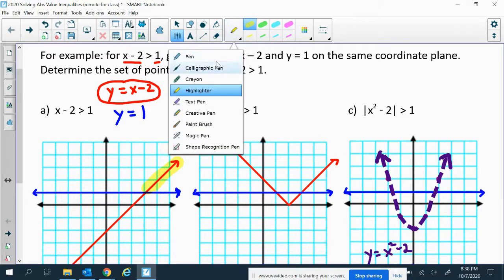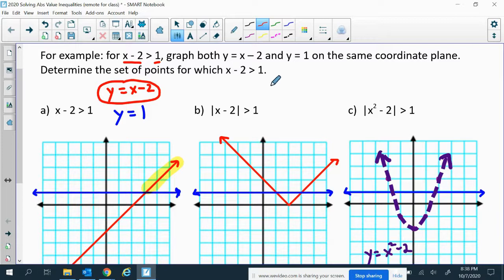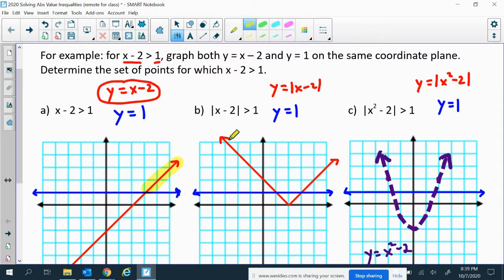Likewise, we did the same thing for each of these. Y equals absolute value of x minus 2, and y equals absolute value of x squared minus 2. And then we're comparing those to y equals 1. So if we look at part B, it's everywhere that x is less than 1 and everywhere that x is greater than 3.